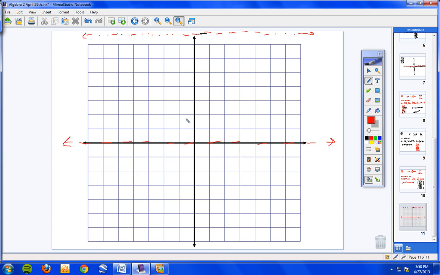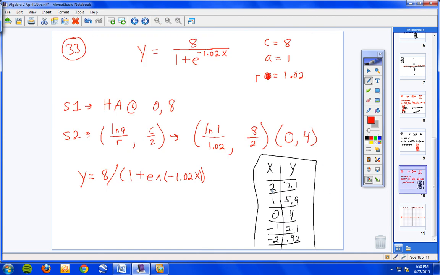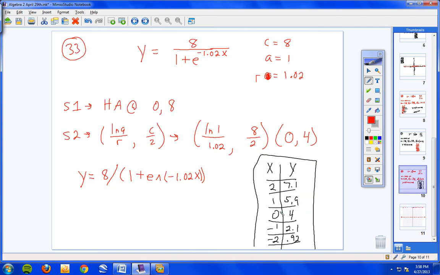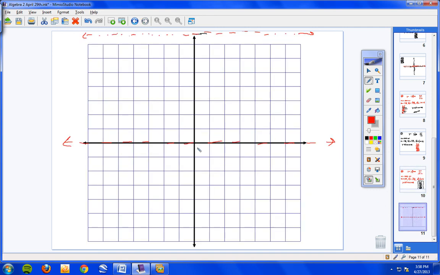And with that in mind, let's go ahead and plot some ordered pairs here. Actually, we're going to do something different. Let's start with the middle this time. So the middle is 0, 4. So 0 up 4, right there. And then I'm going to continue on. 1 is 5.9, so 1 and then 5.9 goes up pretty quickly. And then 2 has an output of 7.1. So 2, 7.1, which is right there. So you can see, I'm going to go ahead and sketch half the graph. It kind of shoots up quickly and then starts to curve right here.